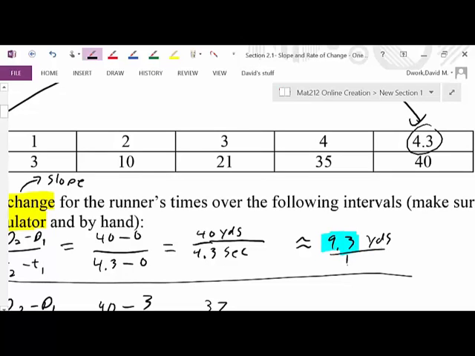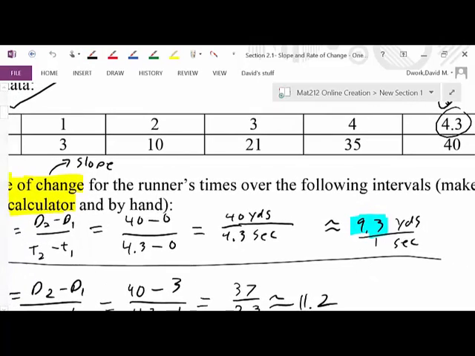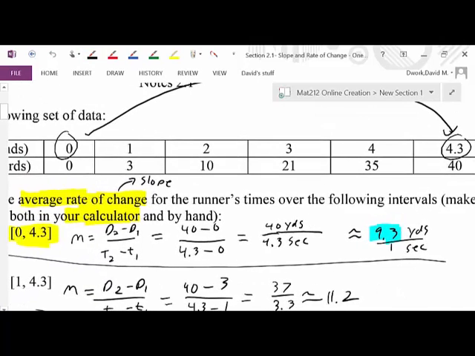This would just be like over 1. So what are we now saying? He ran, or she ran, 9.3 yards per 1 second, or a little nicer, 9.3 yards per second. So now, what kind of rate of change is that? Is that their speed? Is that how fast they were going? No. That was their average rate of change, because the key word here being average, what we started with. So over the entire time, they ran an average of 9.3 yards per second.